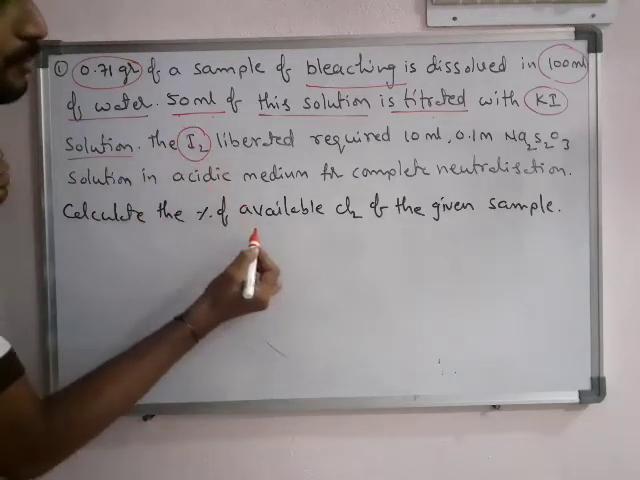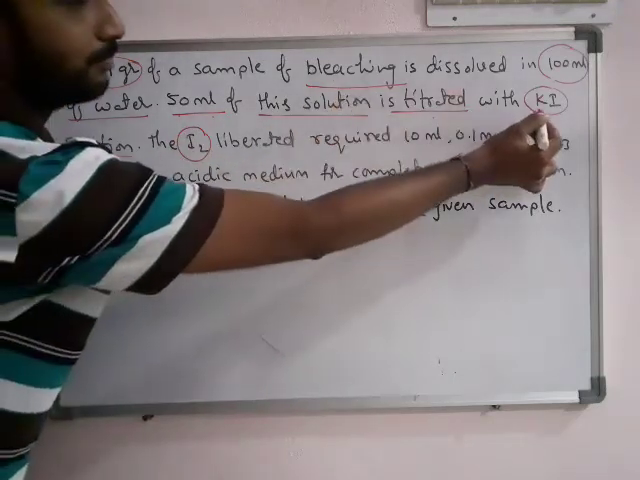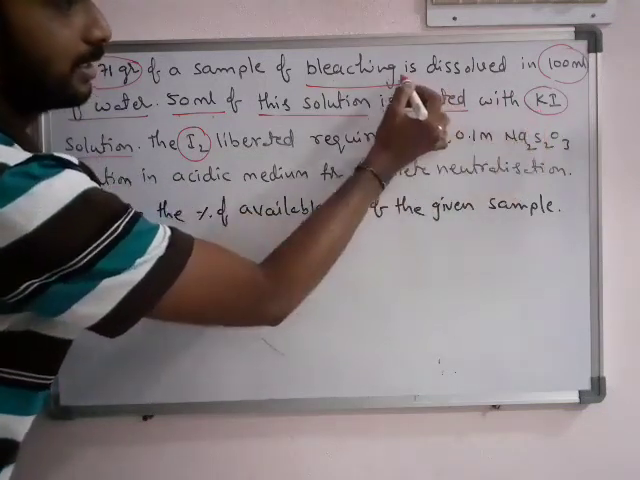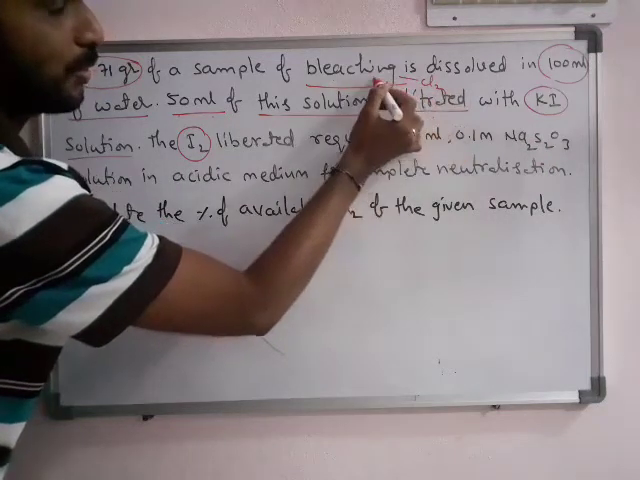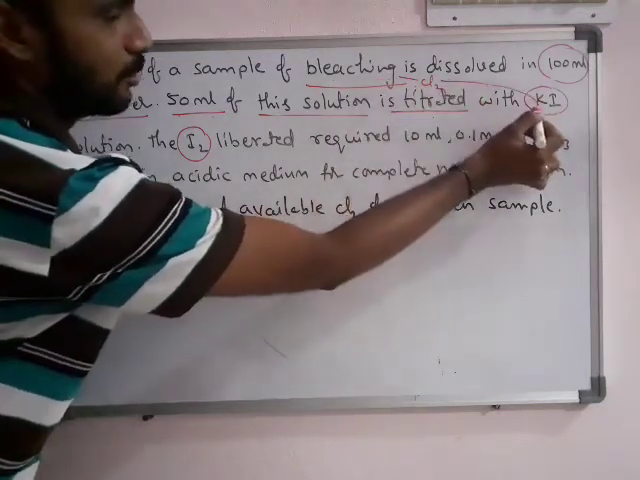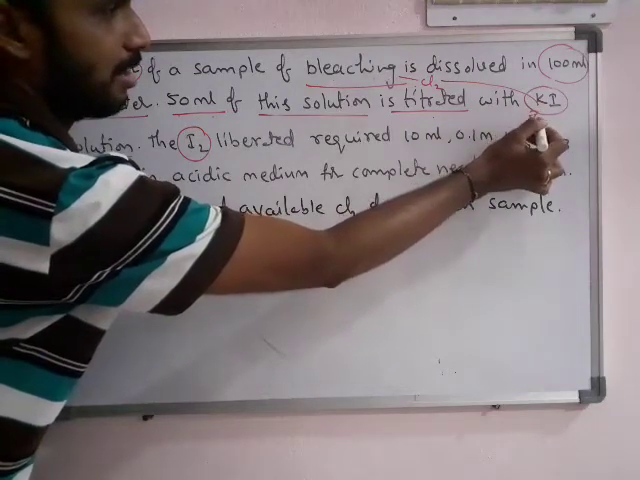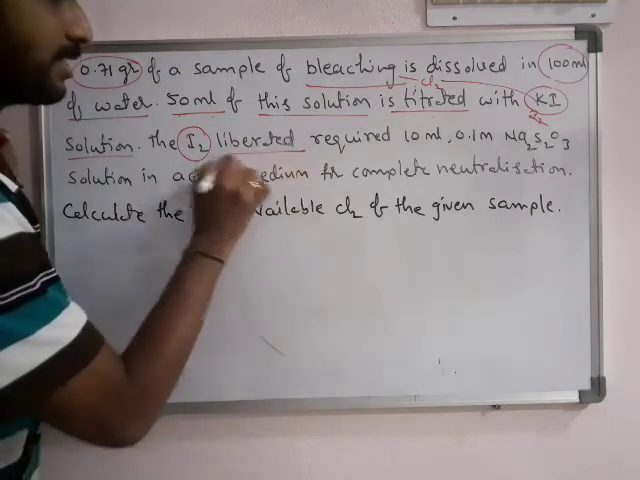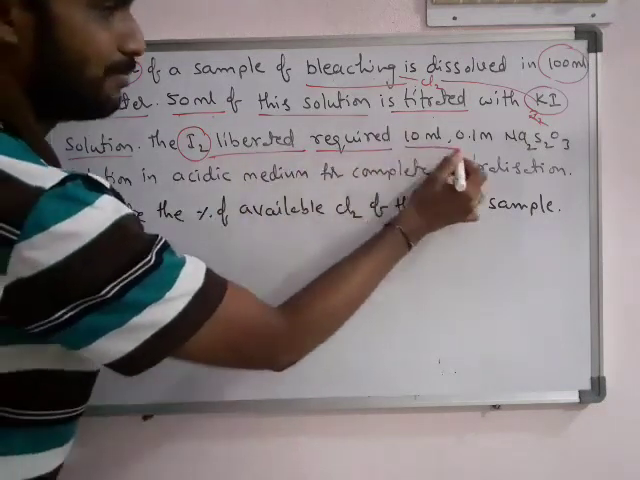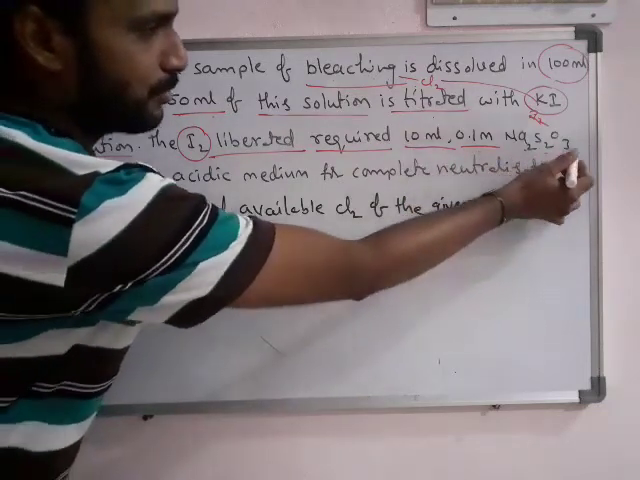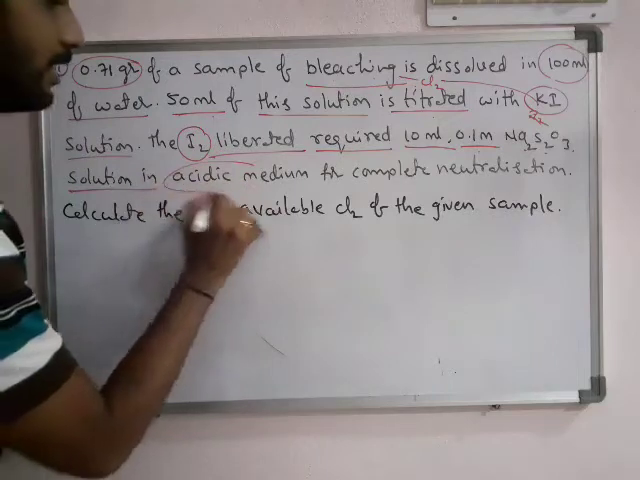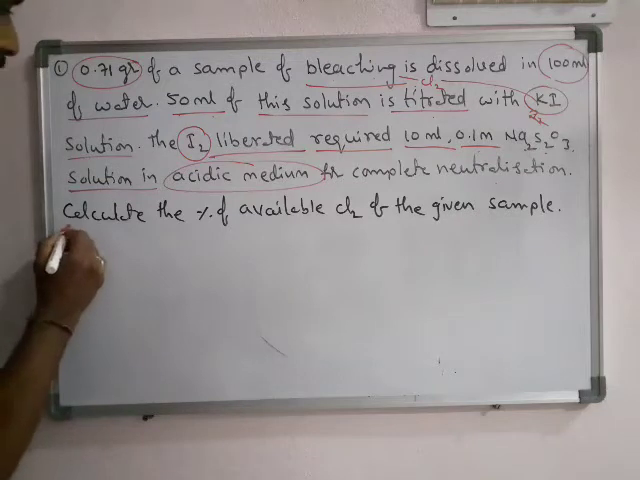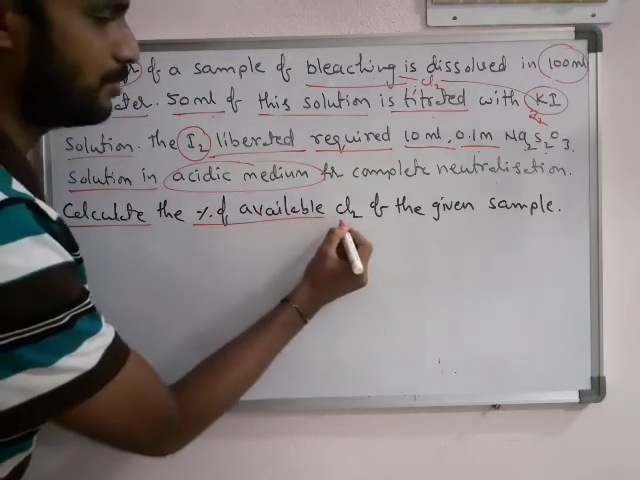The I2 is liberated. We know that when bleaching powder reacts with potassium iodide, the chlorine released from the bleaching powder reacts with potassium iodide and makes iodine. The iodine liberated needs 10 milliliter of 0.1 M sodium thiosulfate solution in acidic medium for complete neutralization reaction. So we need to find the percentage of available chlorine in the given sample.